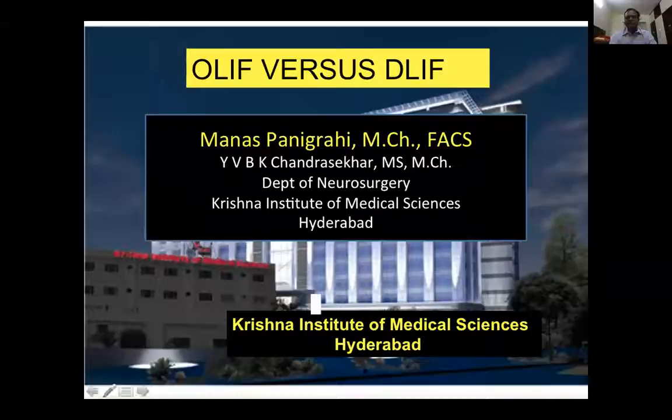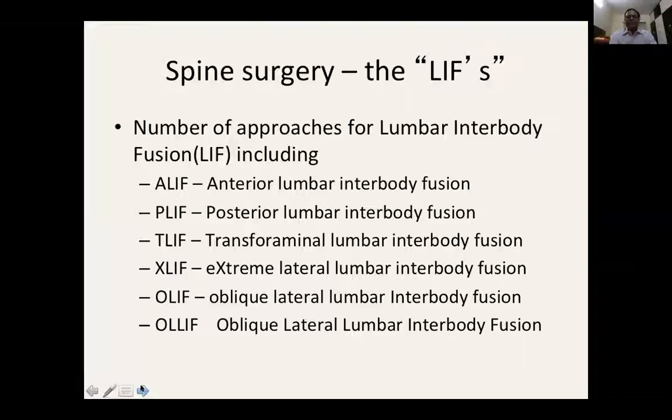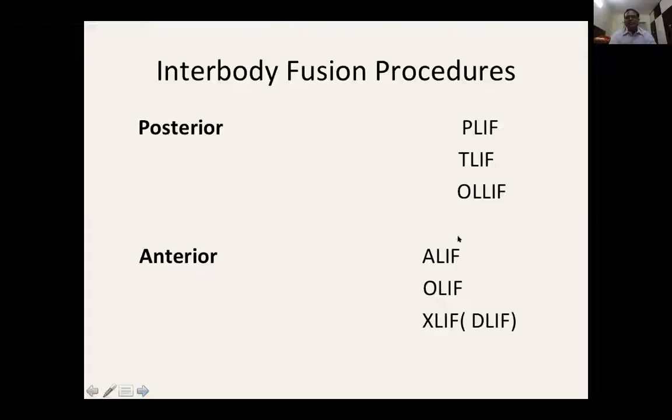Now, there are a lot of LIFTs in spine surgery. ALIF is anterior lumbar interbody fusion, and PLIF is posterior lumbar interbody fusion, which Dr. Salman spoke about, or TLIF is transforaminal lumbar interbody fusion. XLIF is extreme lateral interbody fusion. OLIF is oblique lumbar interbody fusion. And there's another term called OLIF, oblique lateral lumbar interbody fusion. I'll be explaining each one, but I'll be discussing more only on oblique lumbar interbody fusion. Among these, the anterior ones are ALIF, OLIF and XLIF, and the posterior ones are PLIF, TLIF and another OLIF.